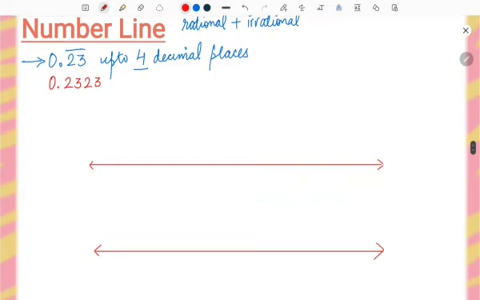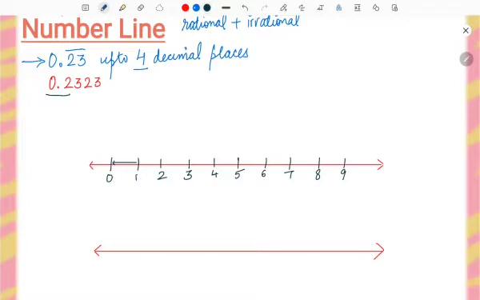How are we going to do it? Let's make a number line first. 0, 1, 2, 3. I am drawing right now without a scale, but this is not supposed to be drawn without a scale. So keep a scale and a pencil with you while doing this. I have written the points 0 to 9 on the number line. Now what are we going to do next? Since it is 0.2323, it lies between 0 and 1. Since it is 0.23, it will only lie here, right?